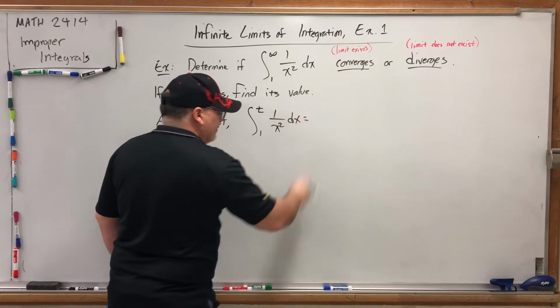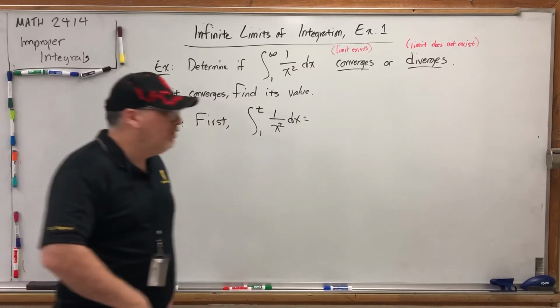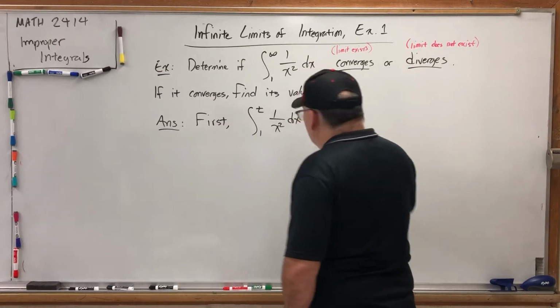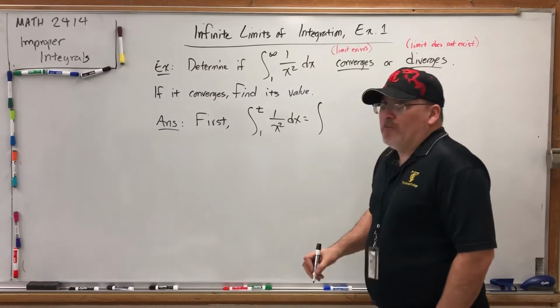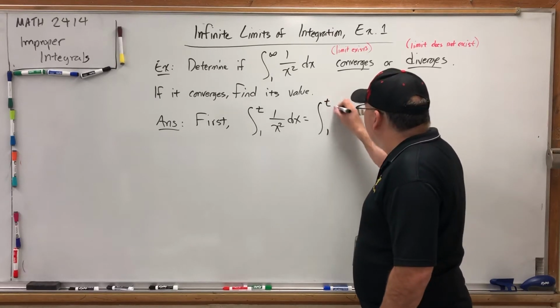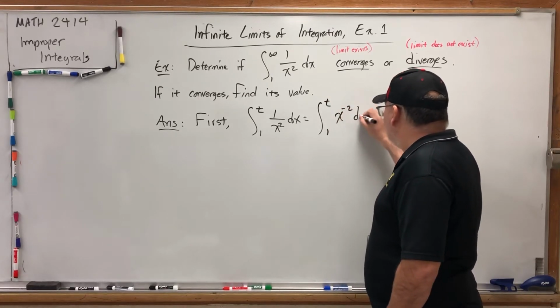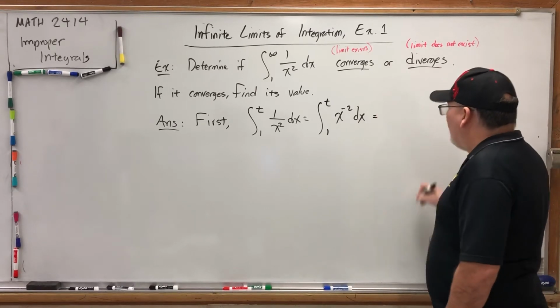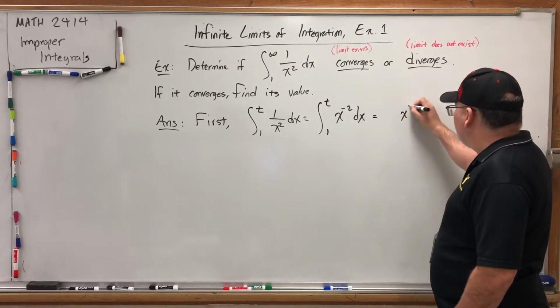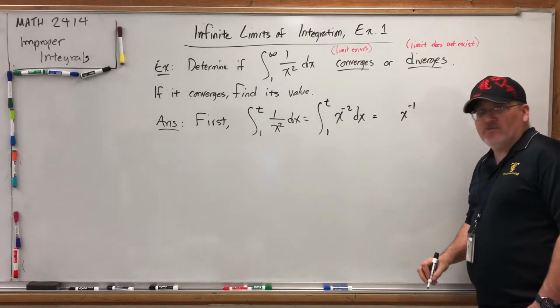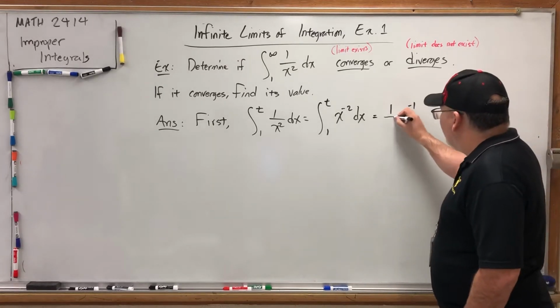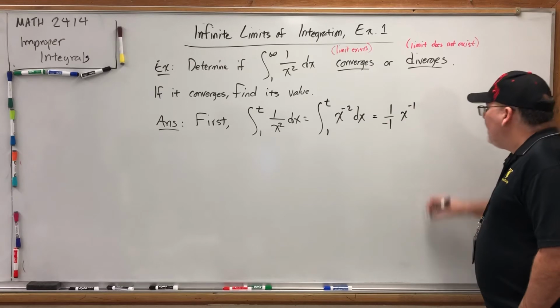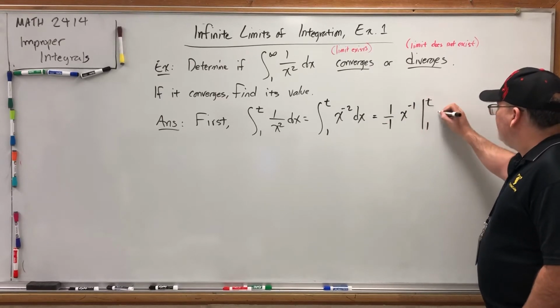Well, this is pretty standard. This is just a calculus 1 integral. If you integrate 1 over a power, just write it as a negative power. So we're going to integrate x to the negative 2 from 1 to t. Well, power rule says add 1 to the exponent, which is negative 2 plus 1 is negative 1, and then multiply by the reciprocal of that, and we're evaluating this from 1 to t.